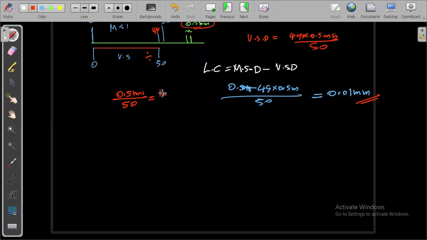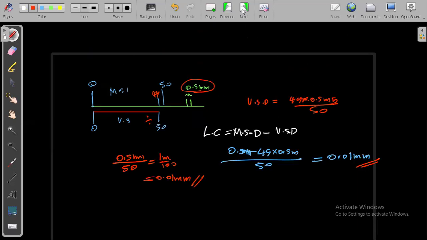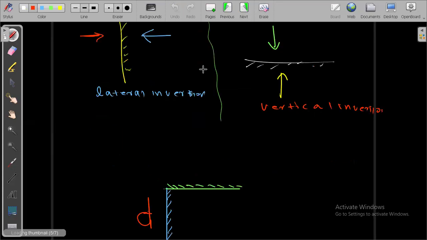So in that case as well, 1 millimeter over 100. That means 0.01 millimeter is the least count. There are two methods to show that. You can use either of these methods.